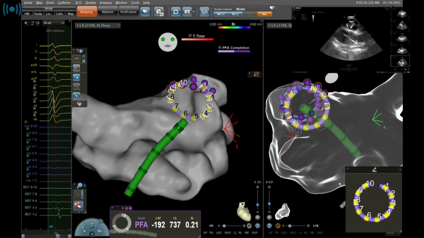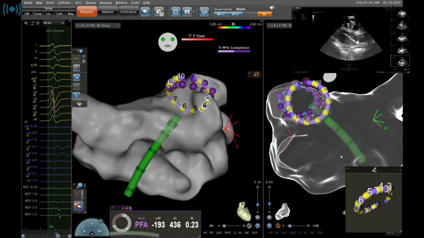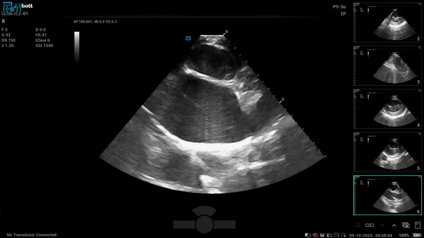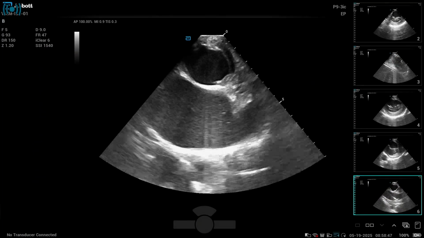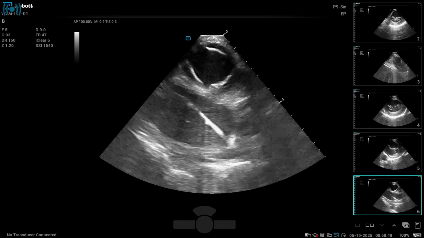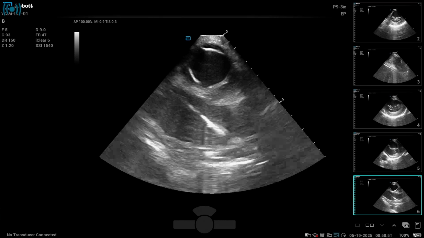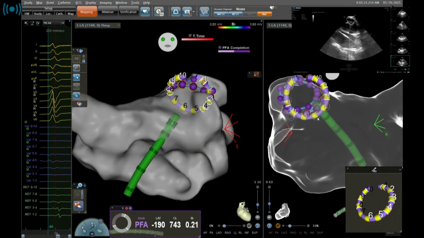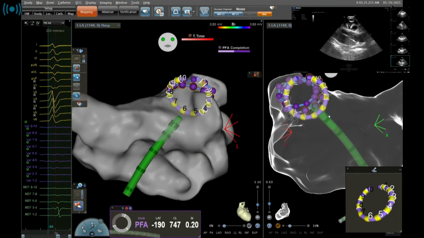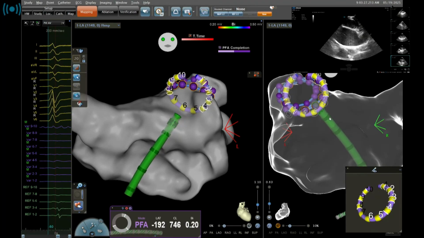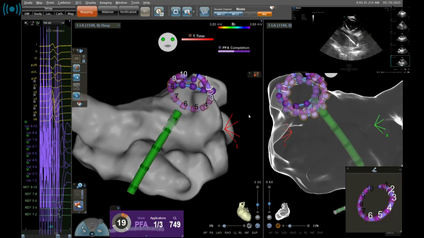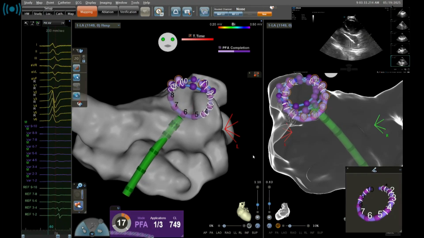Yeah, here we can see it on the echo. Okay. Partially. As you can see, I don't have good contact on the carina, but I did the carina very well in the first two applications. In this patient, the carina is a little bit deep, and if I want to touch the carina, I lose contact on the antrum. So now I do a good application on the antrum. Go. You see the left lateral ridge is very well touched by electrodes number 1, 2, 3, 4.